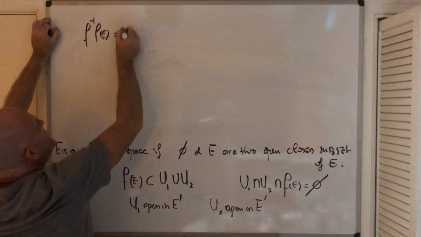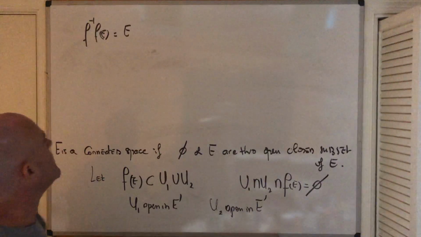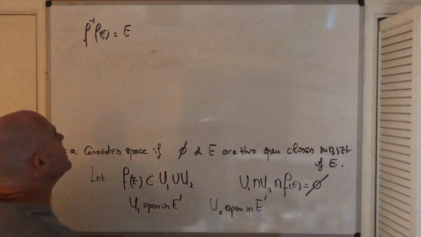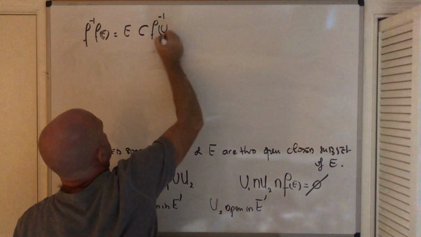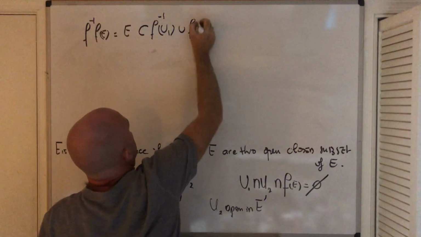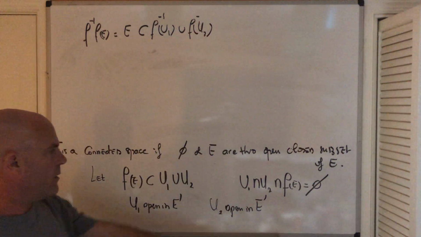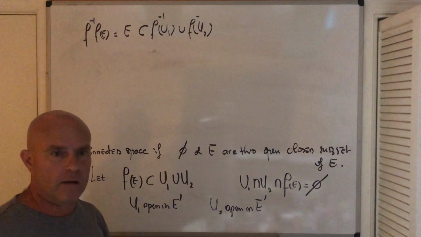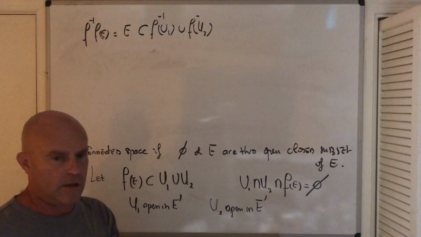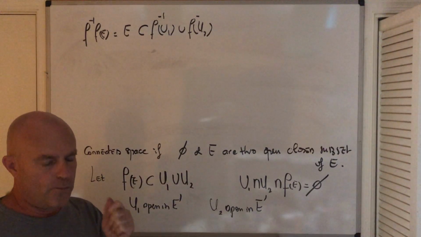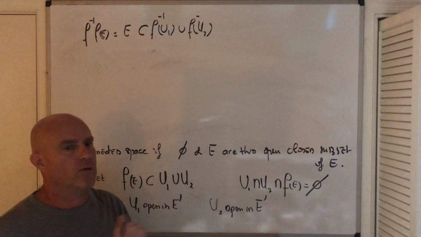Here in this case, this is equal to E. You can say it contains E. I mean, it can't be bigger than E, of course. And it is included in f minus 1 of U1 union f minus 1 of U2. What does this mean? Remember, this is a good thing. When you take the preimage of the intersection of sets, the preimage of the intersection is the intersection of the preimages. That's the good news. That is not the case when you take the direct image.